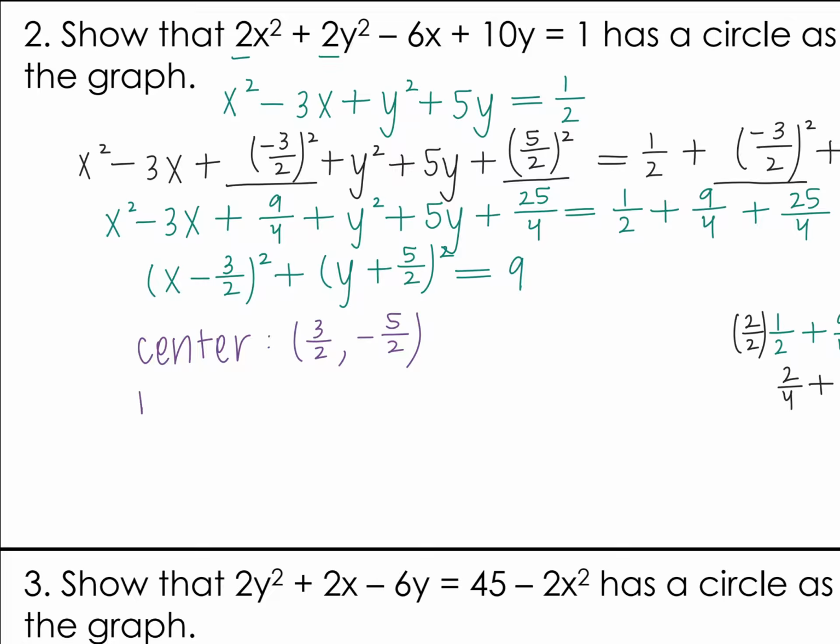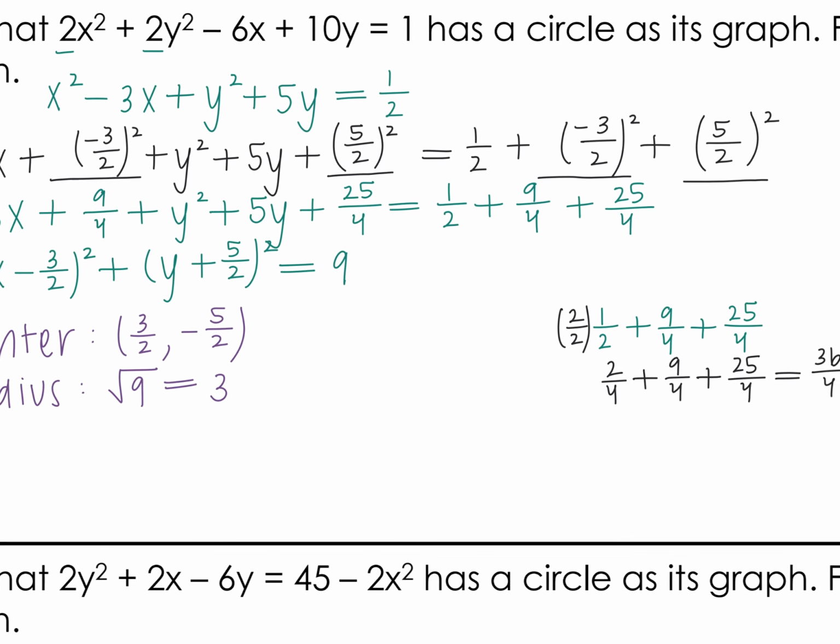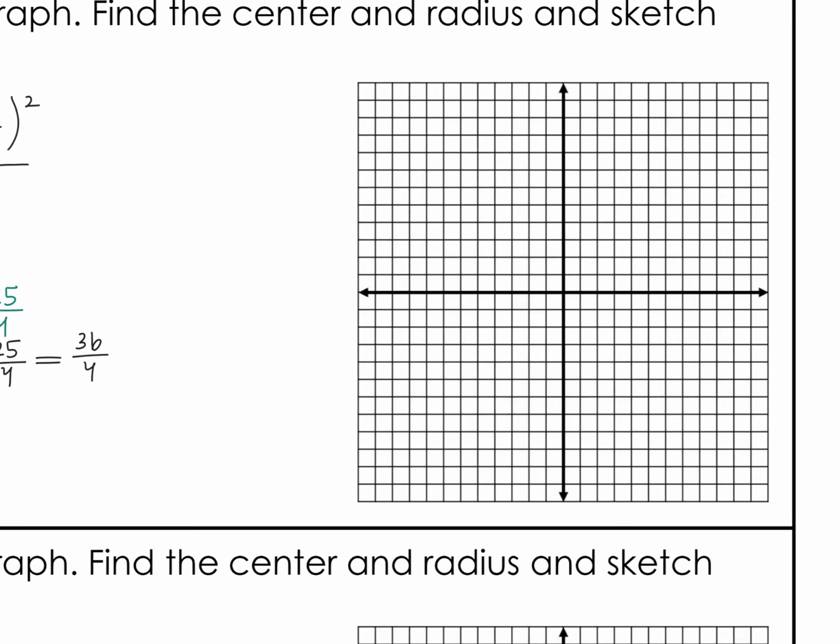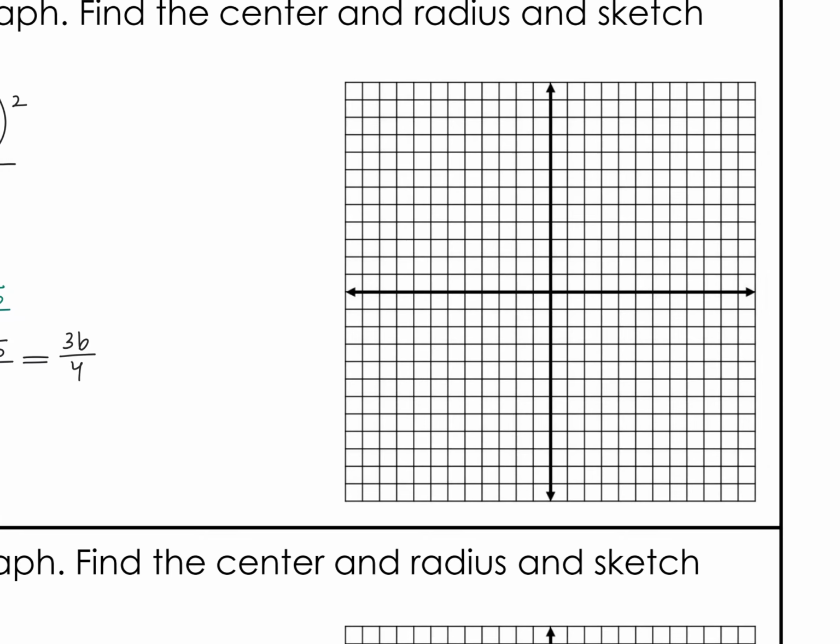Then for my radius, I'm just going to take the square root of 9 to get that my radius is 3. Remember, in the equation, that 9 is your r squared. So in order to solve for r, you do need to take the square root of it. Then we're just going to come over here and plot that. So we have that 3/2, which is just 1.5. So 1.5, we're going to go over and then down 2.5. So 2.5.